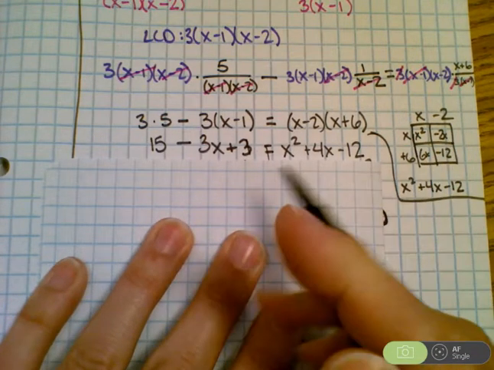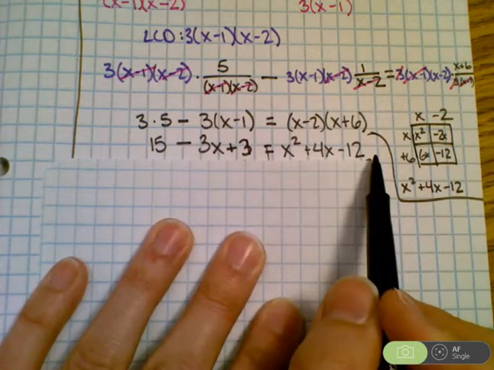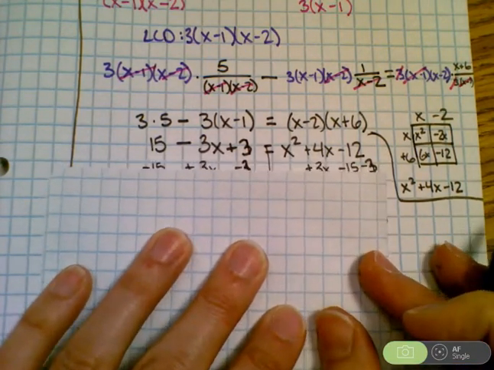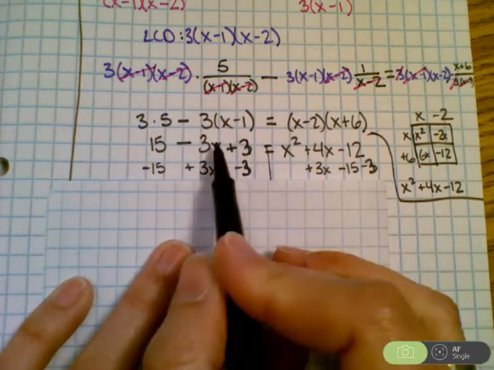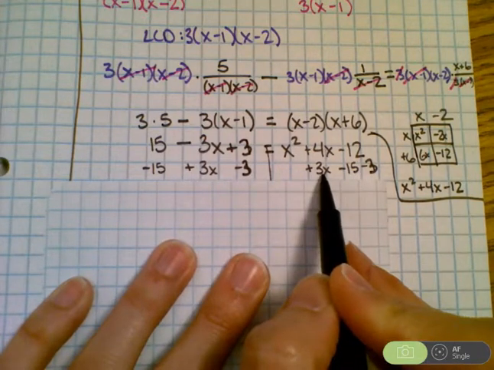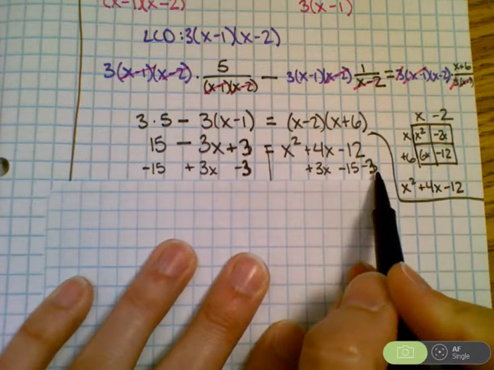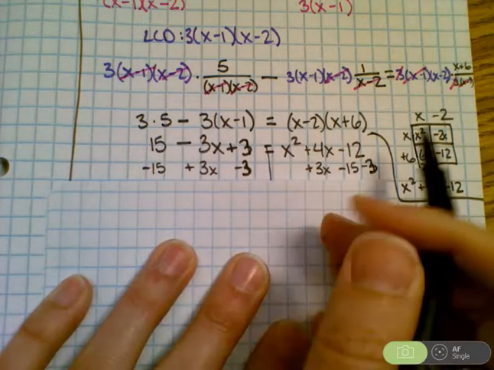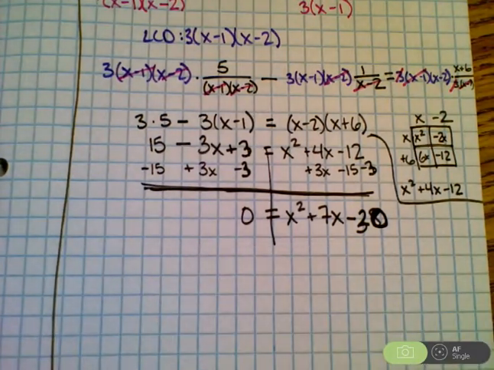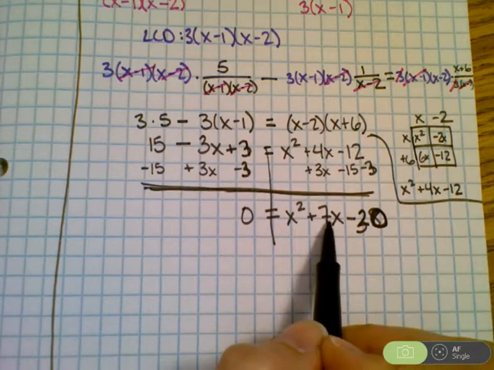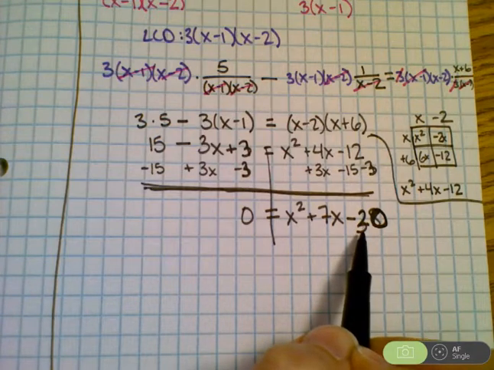So now I have a quadratic, but I have a really complicated one. So what I'm going to do is move all this stuff over here, so I have a 0 on one side. To do that, I've got to subtract 15, which I put by my 12 because it goes with my whole numbers. I've got to add 3x, which I put with my 4x. Then I've got to subtract 3. So again, I put that with the negative 12. When I combine everything on the left, I get a 0. And when I combine everything on the right, I get an x squared, I get a 7x, and I get a minus 30.